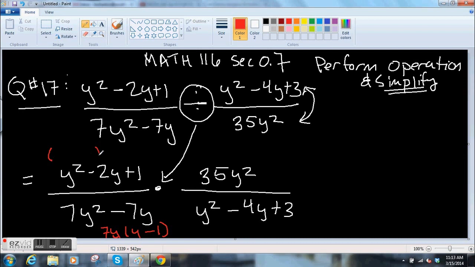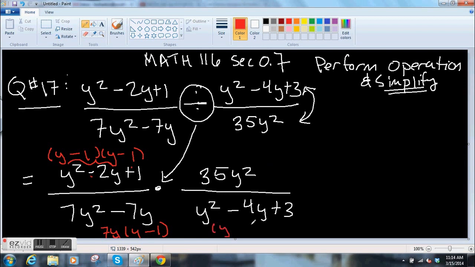Up here, we're going to do our FOIL method bit. So this is y. I have a plus, so that means they're either both plus or both minus. But that one's minus, so they must be both minus. Y minus 1 and y minus 1. These are factoring. Okay, over here that stays the same. That's just 35y squared. Can't really factor that very much.